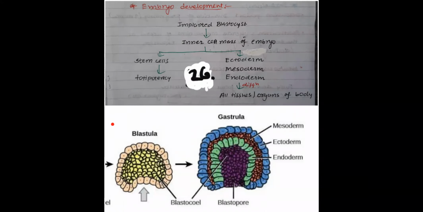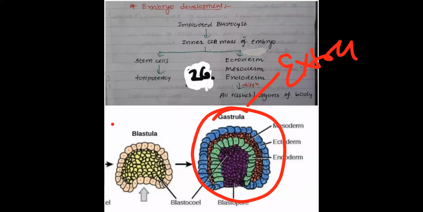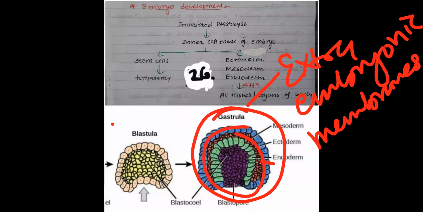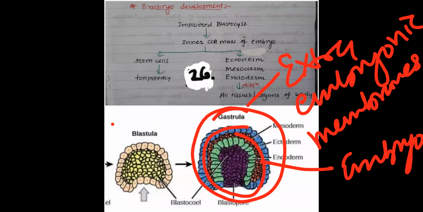And around this embryo, there will be layers which will be known as extra embryonic layers. I will explain about extra embryonic membranes now, which will be developed around the embryo. This is the embryo. So the layers outside the embryo, around the embryo, are called extra embryonic membranes. I'm going to talk about them also.